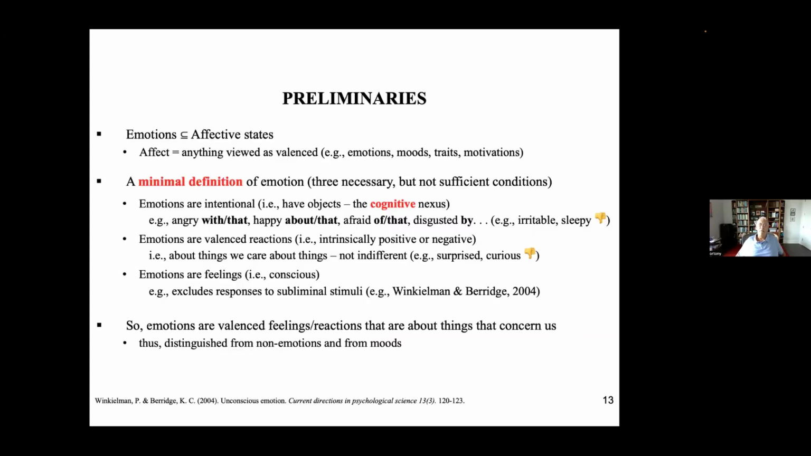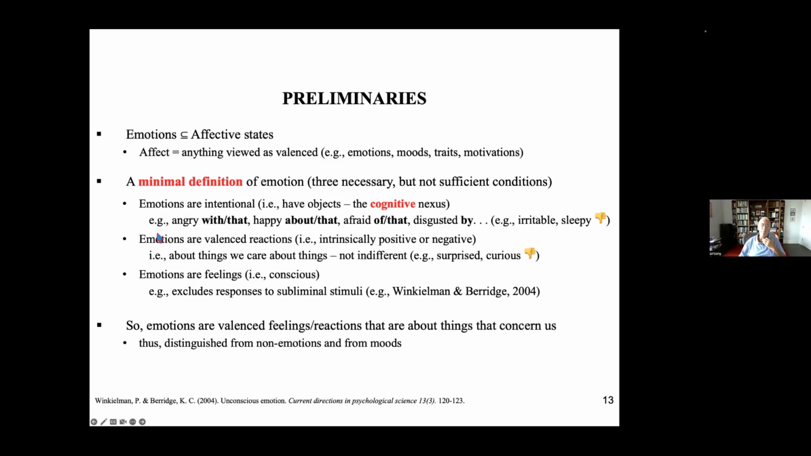Okay, so now for some preliminaries. We take emotions to be a subset of what we call affective states. So affect is a more general construct than emotion. Affect is anything that's viewed as valence, i.e. as positive or negative. So it includes moods. Affective states include moods or affective conditions, emotions. Some traits are affective, some motivations are affective. It's important to acknowledge that not everything that's affective, i.e. positive or negative, is necessarily an emotion.